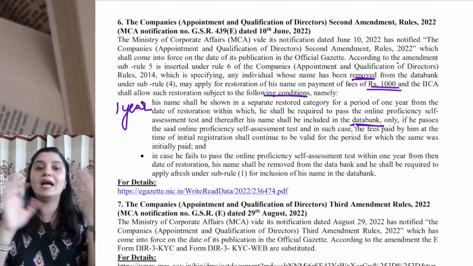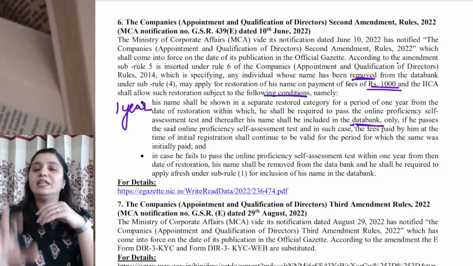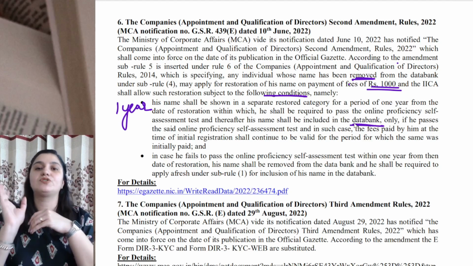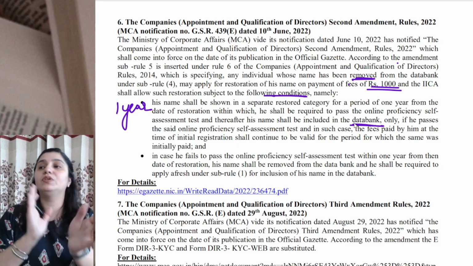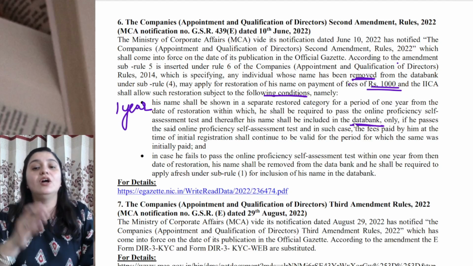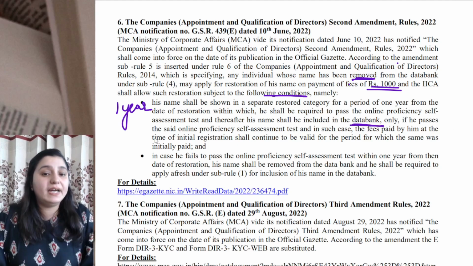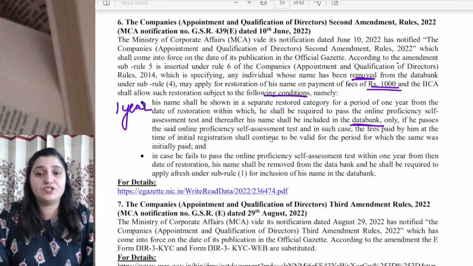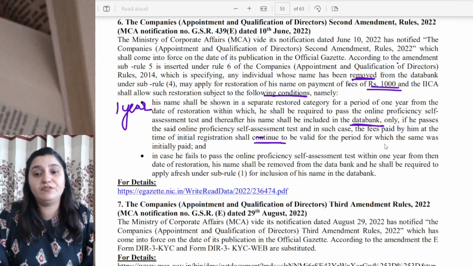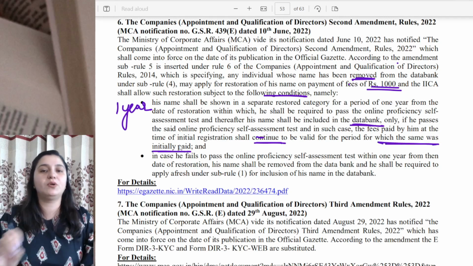the test, and he can be approached by the companies because company को तो नहीं पता ना. The companies don't know. For that they have made a separate restored category. इनका नाम सेपरेट रखो ताकि उन्हें पता चल जाए कि इन्होंने अभी तक टेस्ट नहीं दिया, और जैसे ही वो टेस्ट दे देंगे उनका नाम इंक्लूड कर लिया जाएगा. Only if they pass the test. The fees paid by him at the time of initial registration shall continue to be valid for the period for which the same was initially paid. वो valid रहेगी, उसमें कोई प्रॉब्लम नहीं.